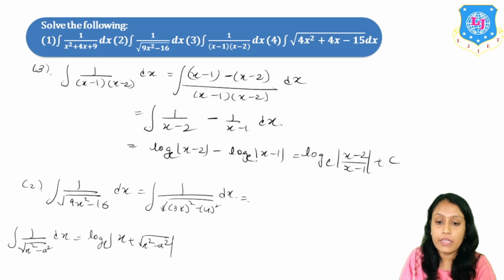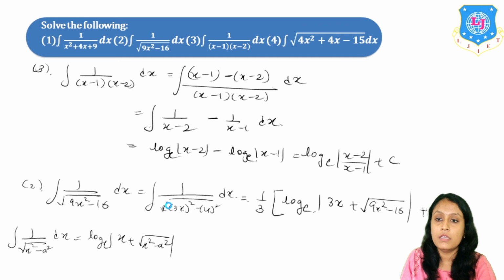Now write down the answer. Again you can see the coefficient of x is 3, so we have to divide it by 3 over here, so this is 1 upon 3, right? So write down the answer: 1 upon 3 log mod, base e, in place of x we have to write 3x, plus under root as it is, that is 9x square minus 16, plus c.